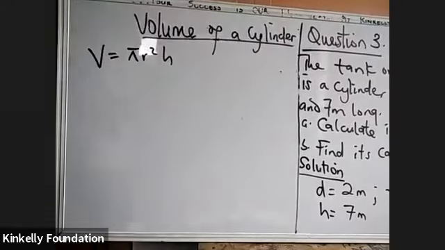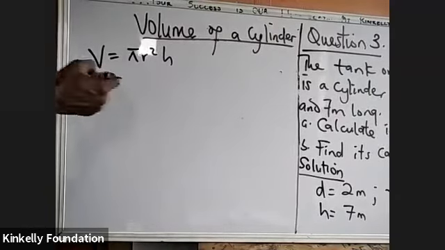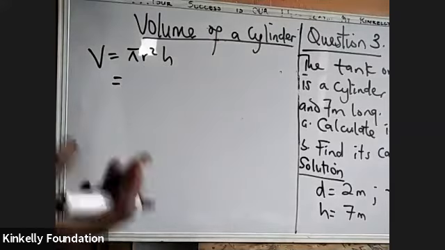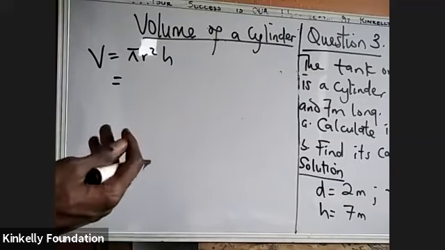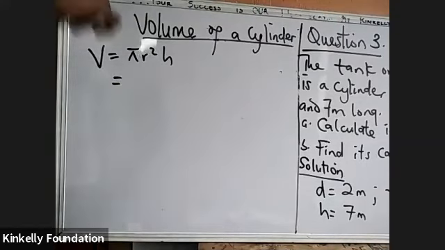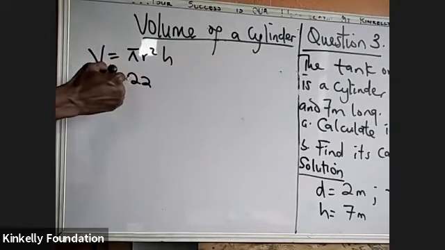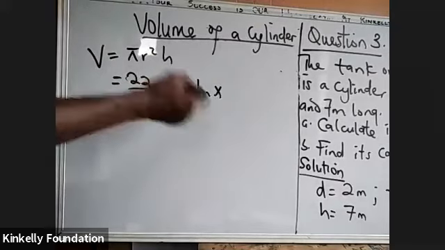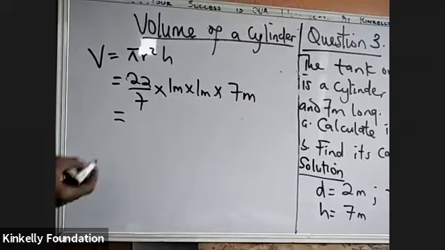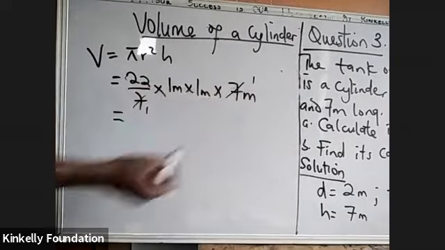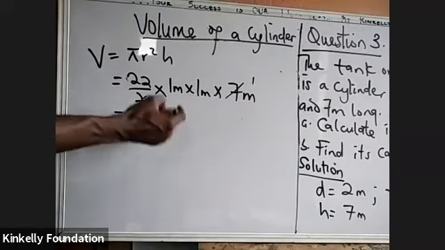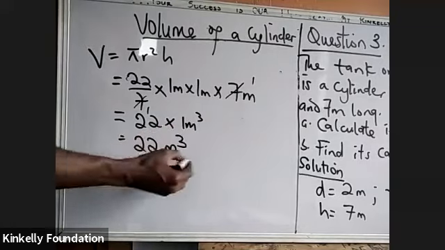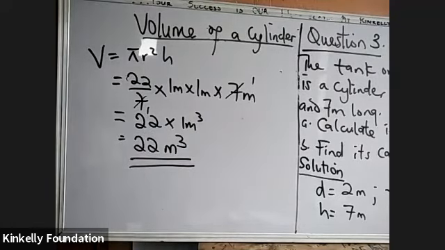To find the volume of that tank in meter cube, we know that volume is equal to pi r squared h. So the students in this question, they didn't give us the value of pi. Once they did not give you the value of pi, you are expected to have the knowledge that pi is equal to 22/7. So we have 22/7 times radius, 1 meter times 1 meter, times height, 7 meters. What do we have here? This goes with this and goes with here 1. So what we have is 22 times 1 meter times 1 meter times 1 meter to give us 22 meter cube. This is the volume of this tank in meter cube.